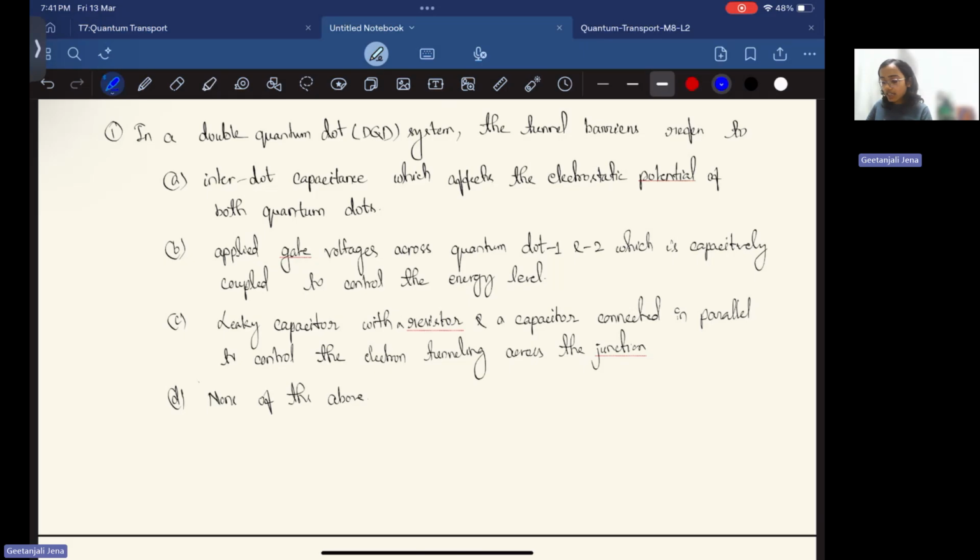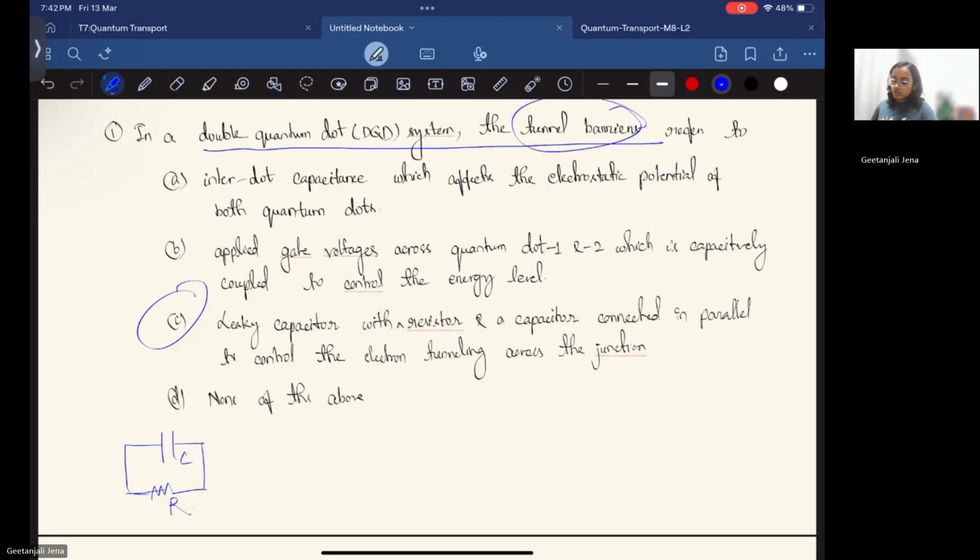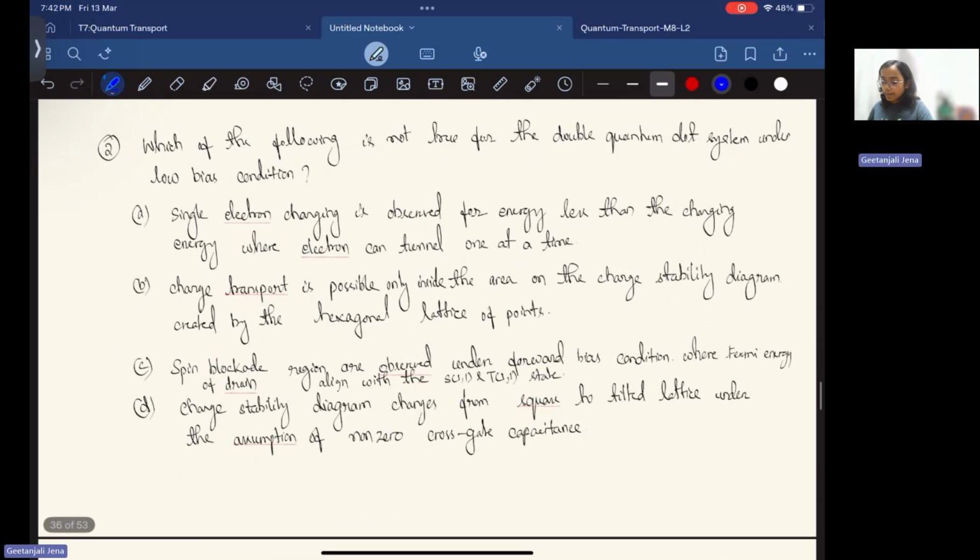Or option C, a leaky capacitor with a resistor and capacitor connected in parallel to control the electron tunneling across the junction. Option D, none of the above. So in a double quantum dot, what does the tunnel barrier refer to? The answer is option C, because the tunnel barriers are nothing but leaky capacitors, which we can represent by a capacitor connected in parallel to a resistor. So option C.